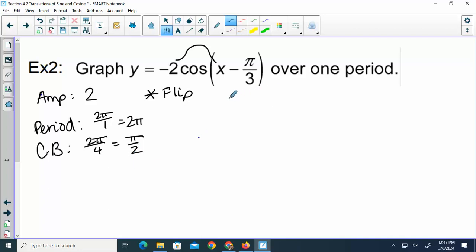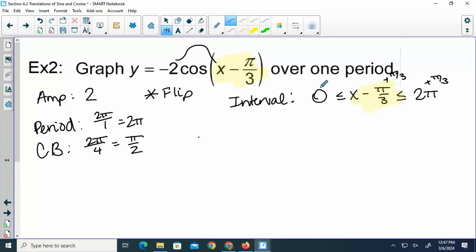We have to do an interval. Why? Going left and right. So we set it up between 0 and 2 pi, because that's where our graph normally starts and stops. And you just put your argument in the middle. So now if you wanted to solve for x, what would you do? Pi over 3 less than or equal to x. 2 is like 6 over 3 plus 1 over 3 would be 7 over 3.